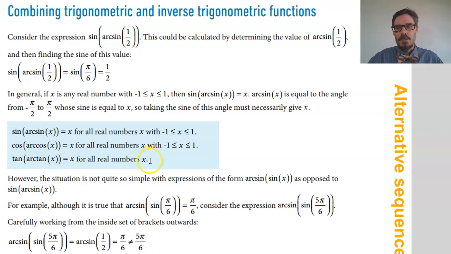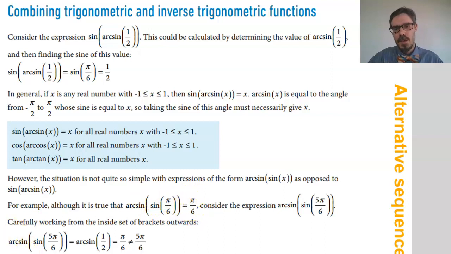But this doesn't work in reverse. Consider arcsine of sine of x. Yes, if I put in pi on 6, sine of pi on 6 gives me the half, and then arcsine of a half gives me pi on 6.